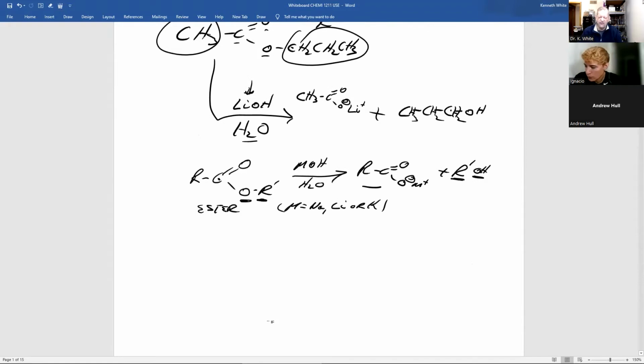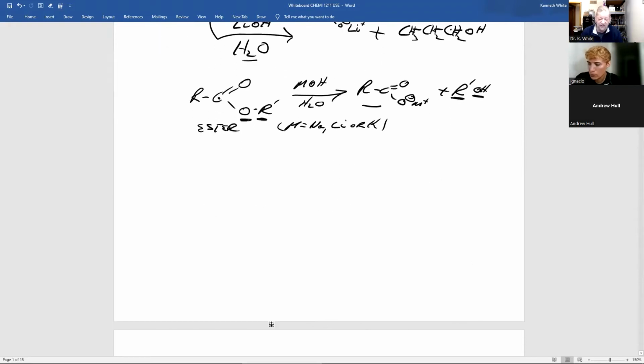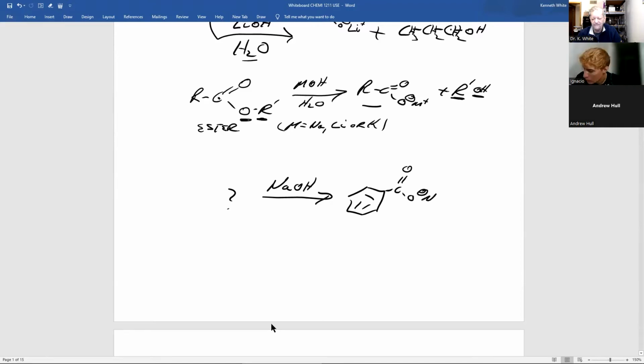All right, on test 3, like test 2, you'll have a couple of synthesis problems. And the question would be, what would you react with sodium hydroxide and water to make those two compounds?